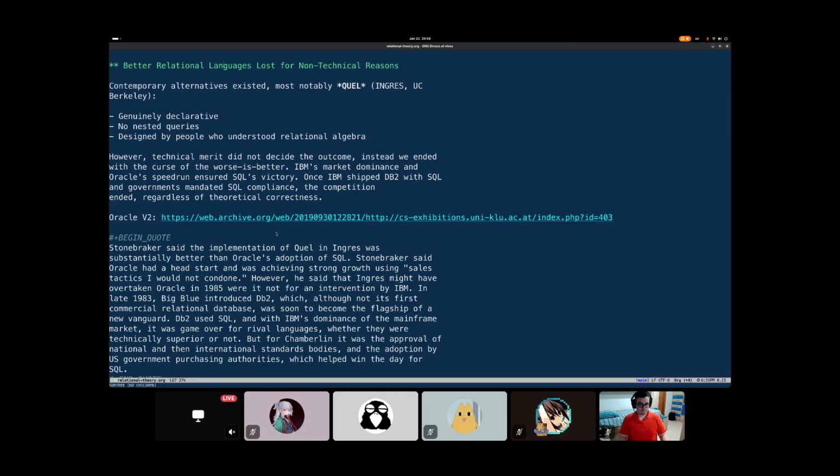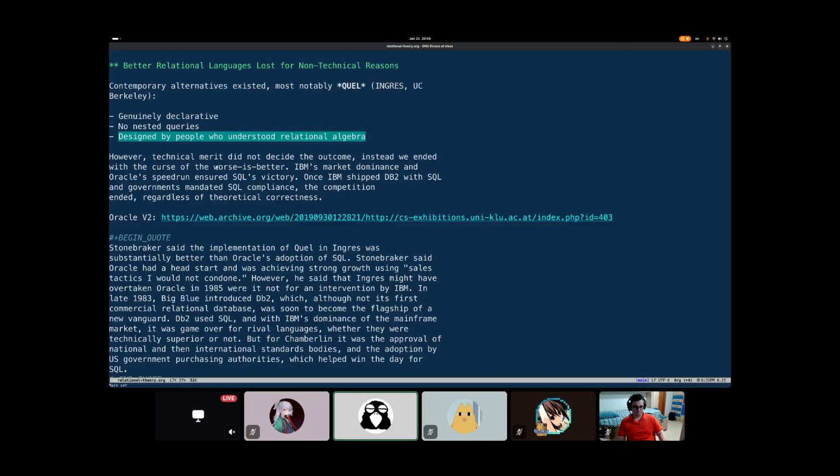All right, so alternatives at the time existed. So QUEL, it's funny because it's SQL, QUEL, right? But anyway, QUEL was an Ingres version. So Ingres stands for Interactive Graphics Retrieval System, and I don't remember what the S means, but something like that. It was a database that Stonebraker and Wong were working with at the time, and among other things, it was genuinely declarative. It had no nested queries, and it was designed by people who actually understood what they were doing.